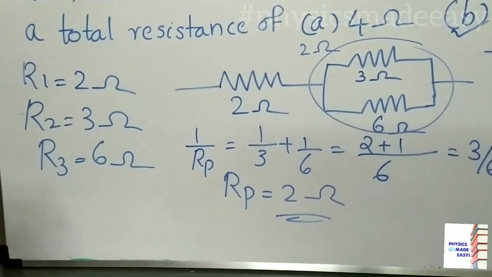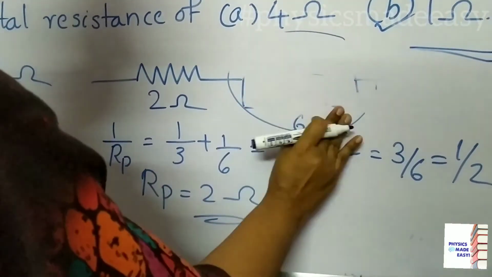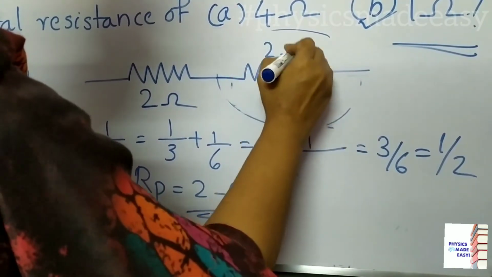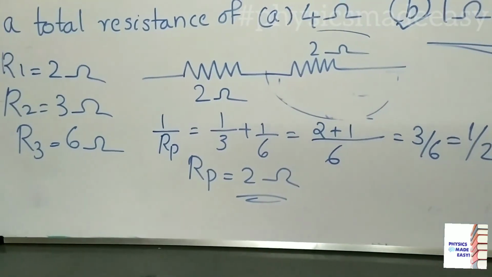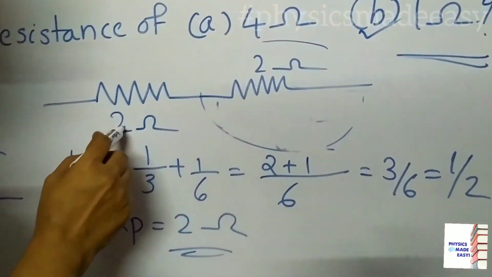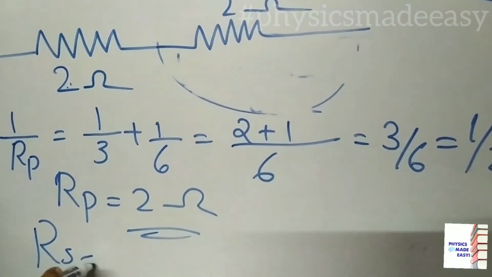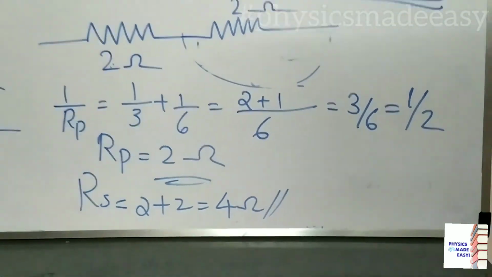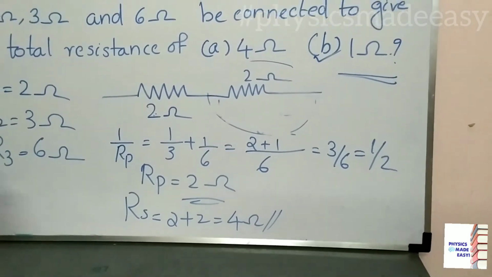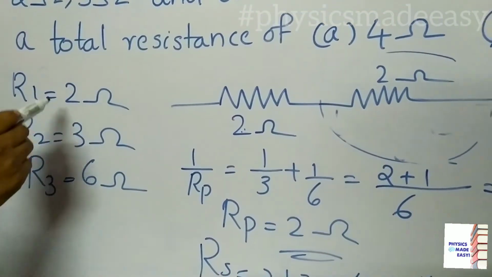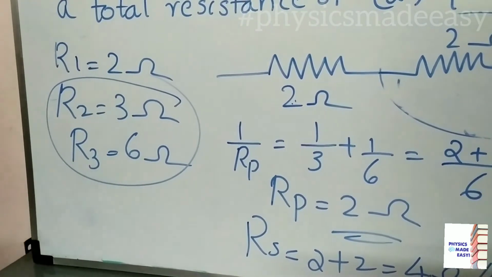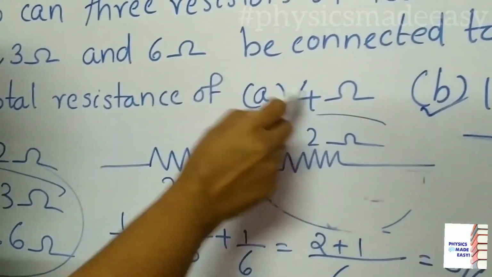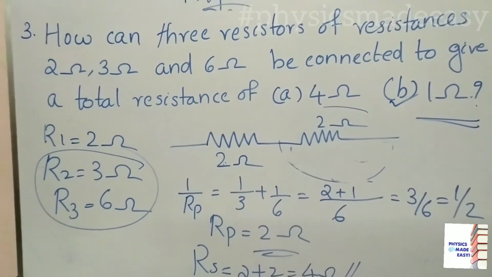Now if you replace that parallel combination with that 2 ohm, you will get it like this. So here you can see the effective resistance as 2 plus 2. So Rs is equal to 2 plus 2, you will get 4 ohm. That is the effective resistance. So if you connect the 3 ohm and 6 ohm resistors in parallel, and that is in series with this 2 ohm, then you can get the effective resistance as 4 ohm.